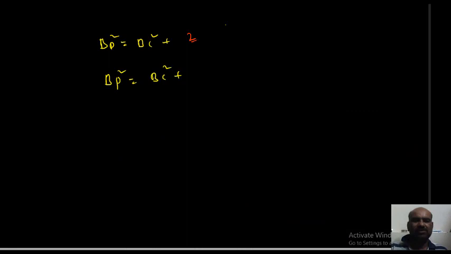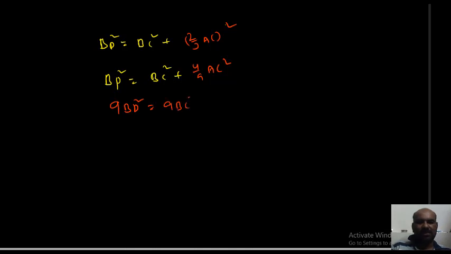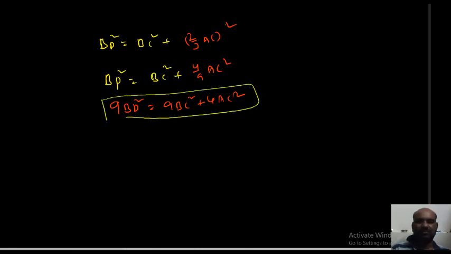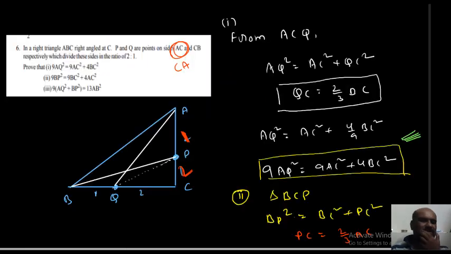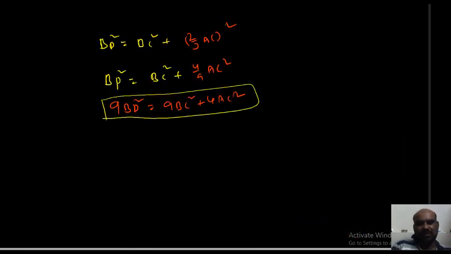2 by 3 AC whole square, that is equal to 4 by 9 AC square. 9 BP square equal to 9 BC square plus 4 AC square. Now you get result number 2. Just a change in CA, then you get the result. To get the third result, observe here, we just need to add these two, 9AQ square and 9BP square. Just add 1 and 2.